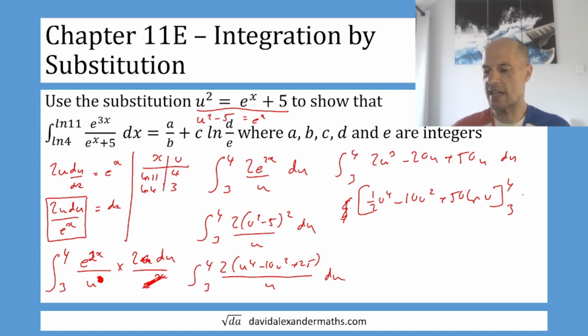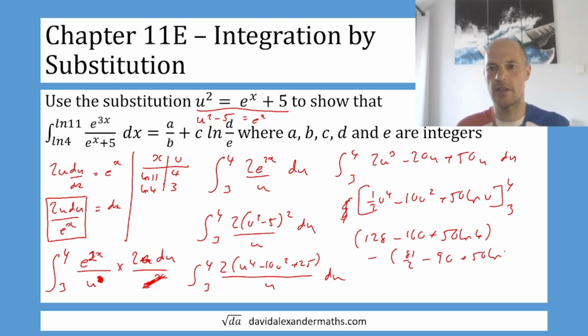So all we need to do now is just be really careful with our substitutions. So 1/2 times 4 to the power of 4, that is going to be 128 minus 160 plus 50 ln 4, minus 81 over 2 minus 90 plus 50 ln 3. Okay, so I am running out of space here, but if we do 128 minus 160 minus 81 over 2 minus negative 90, or in other words plus 90, we end up with 35 over 2.